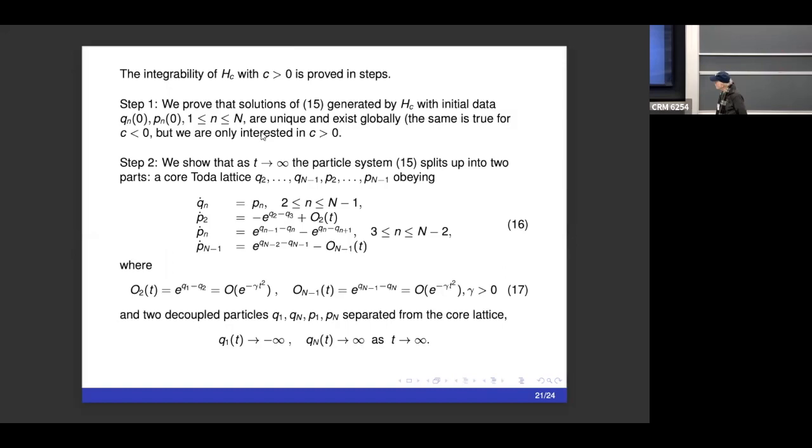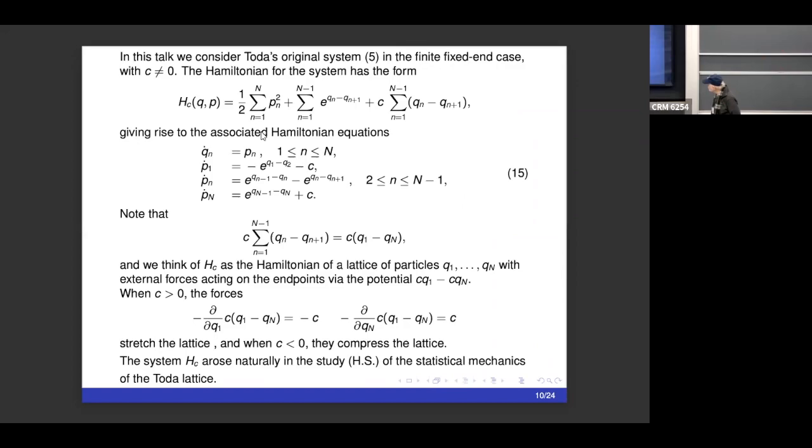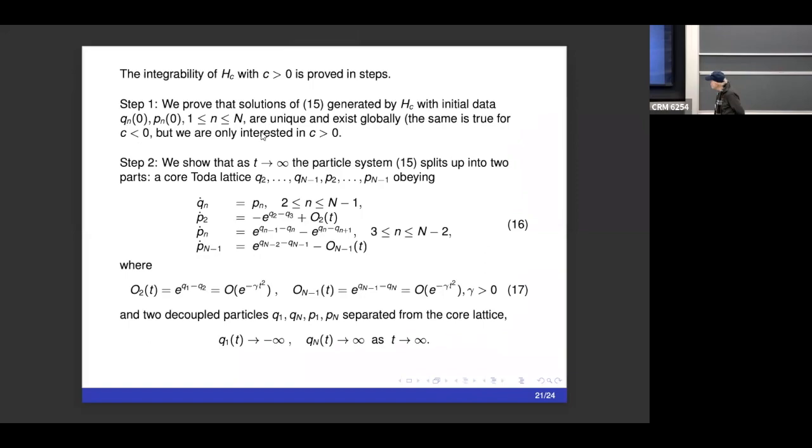In step one, we prove that solutions of equation 15, that's the full equation. Let me just remind you again. There it is. This is the full system with Hamiltonian HC. The first fact, which doesn't depend on whether C is positive or negative, is very easy to show: that you have a unique global solution for the equation.